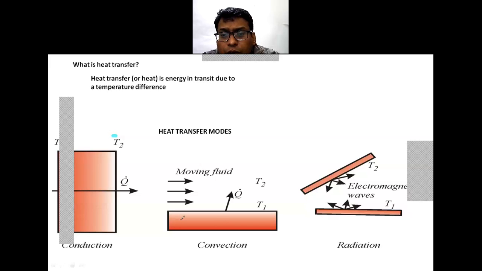Now in convection, there is the metal, and the moving fluid. The heated surface is there for the metal, over which the fluid is moving. So the fluid is getting heated from the surface temperature T1 to the surrounding temperature T2. Then third, radiation, the electromagnetic waves, where no medium is required.